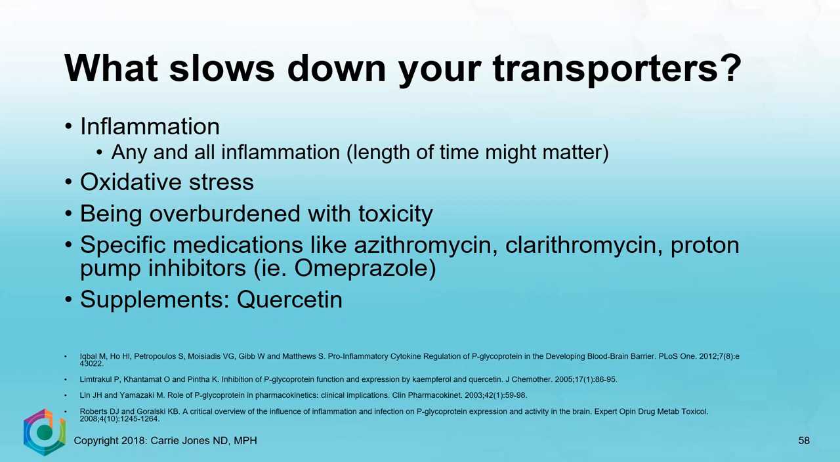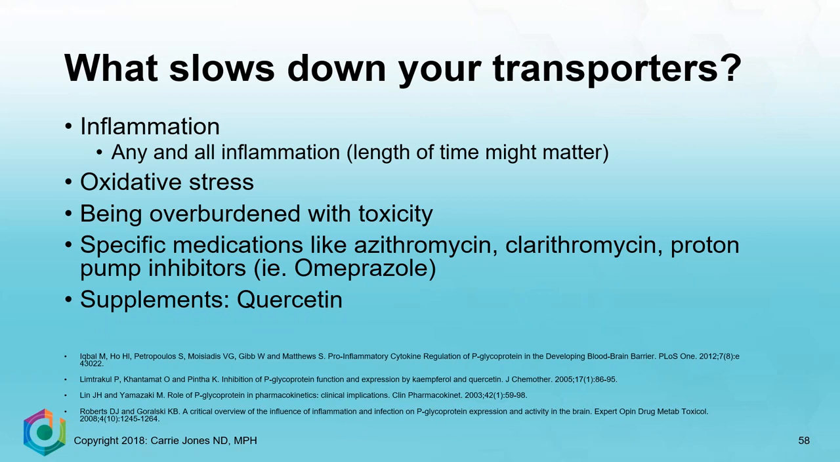And so they're having a reaction when you're trying to speed up phase 1 and phase 2, and you don't speed up these transporters along with it. So you got to make sure these transporters are healthy. Oxidative stress will slow it down, of course. Being overburdened with toxicity. Specific medications slow the transporters down more than others, which I have listed there. You can see azithromycin, clarithromycin, proton pump inhibitors. How many of your patients are on proton pump inhibitors? Probably a lot. And quercetin.